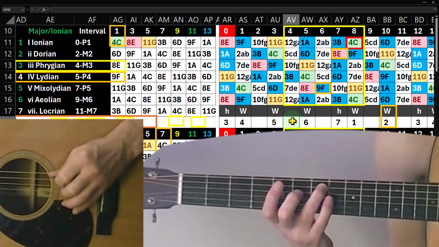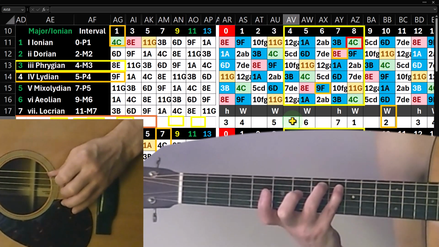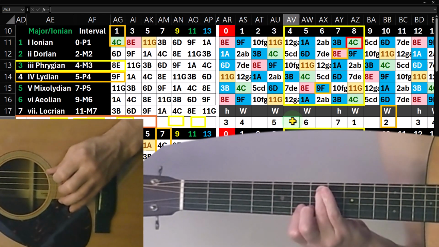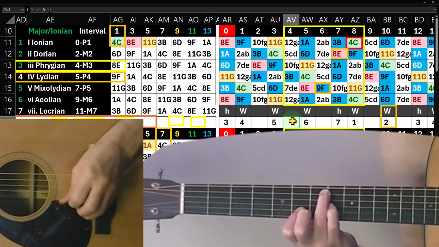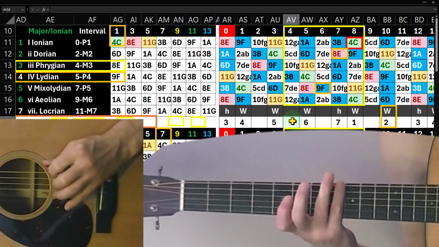3 to the 4 is a half step, but instead of going to this F, I'm going to move it down to this F. Sounds a little wonky because we're jumping up an octave, but that's the idea.